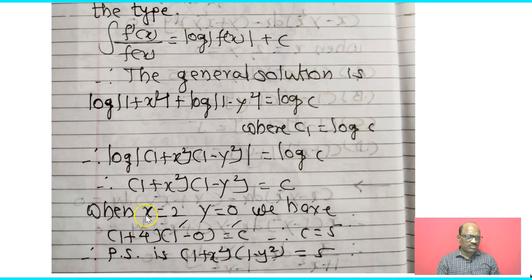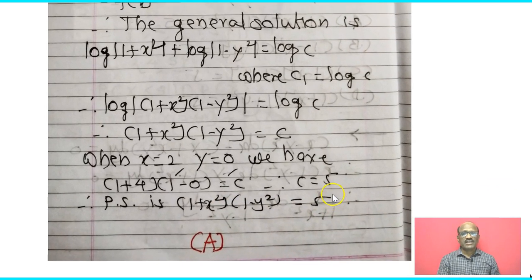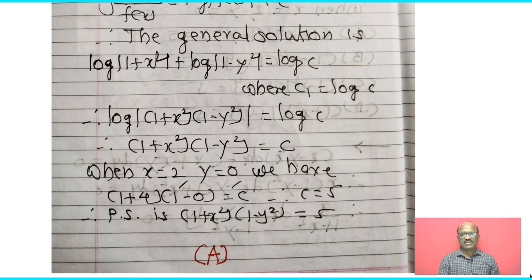Then what is the particular solution when x equals 2 and y equals 0? Substitute the values of x and y, then you will get the value of C, which is 5. Therefore, the particular solution is (1 + x²)(1 − y²) = 5, and hence option A is the correct one.